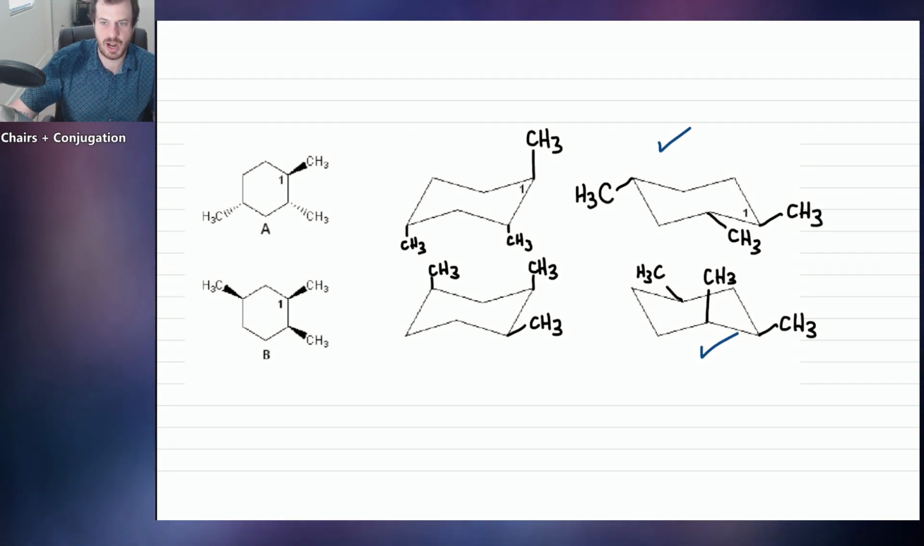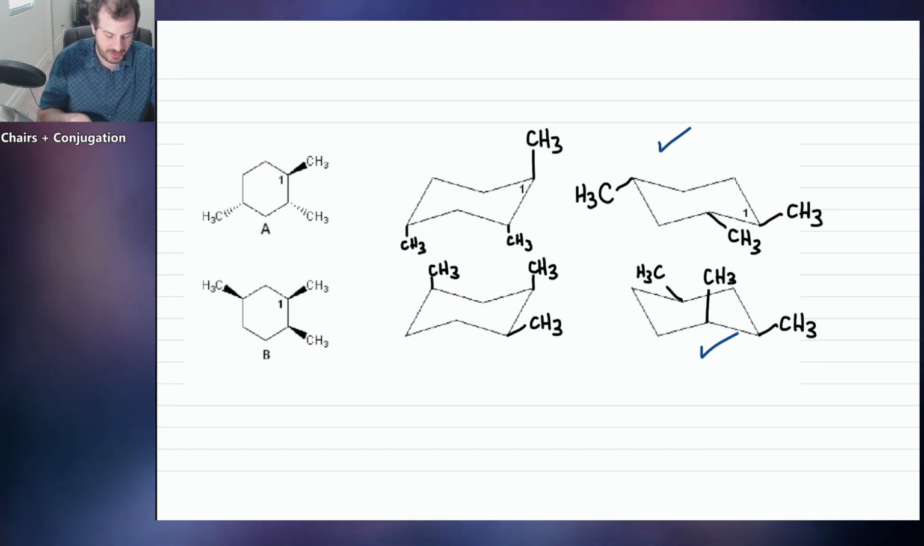Okay, there'll be a lot of practice on this on problem set 2. So go ahead and try out problem set 2 if you'd like some more practice drawing chairs and putting in the substituents and deciding which chair flip is the most stable. In other words, which one has the most groups equatorial and the most large groups equatorial. All right, so that's all you need to know about the conformations of cyclohexanes.